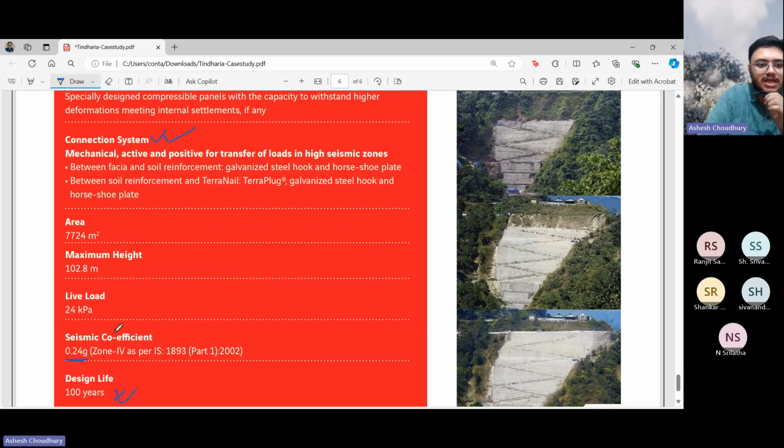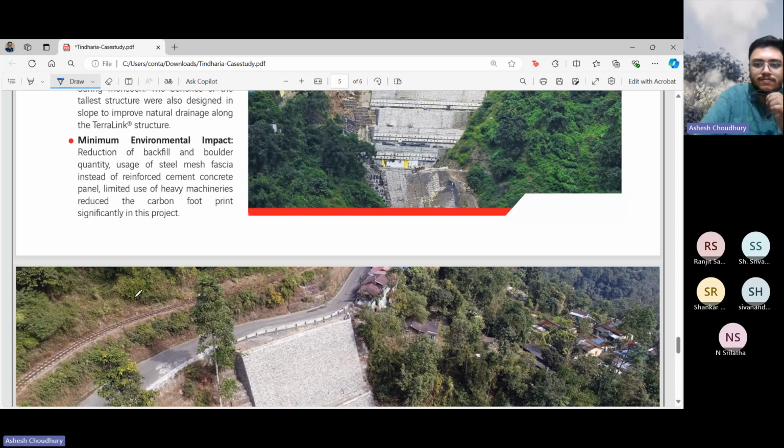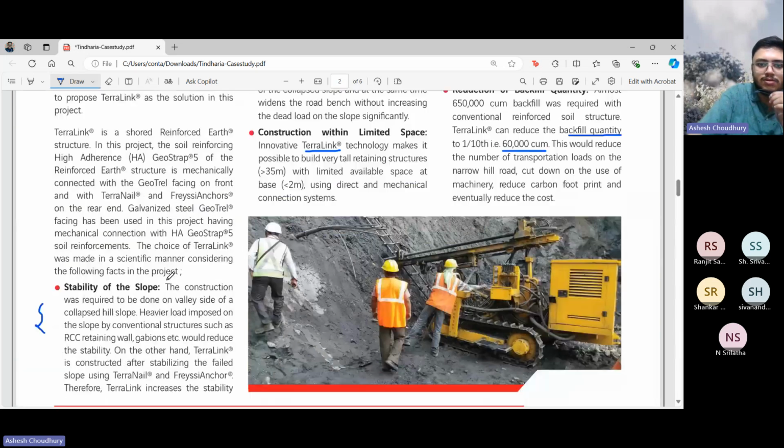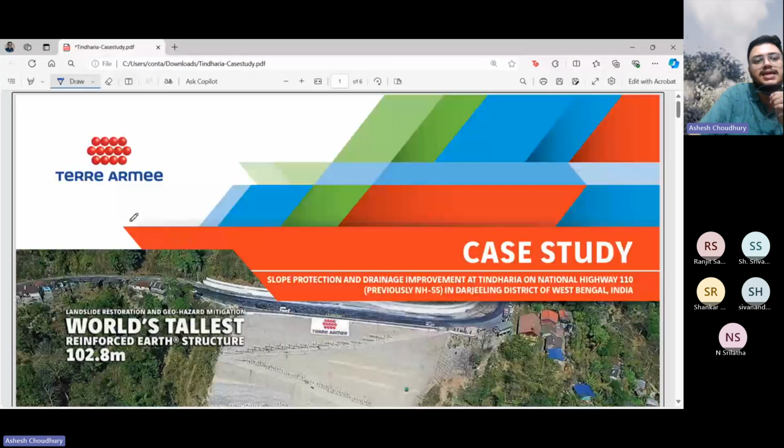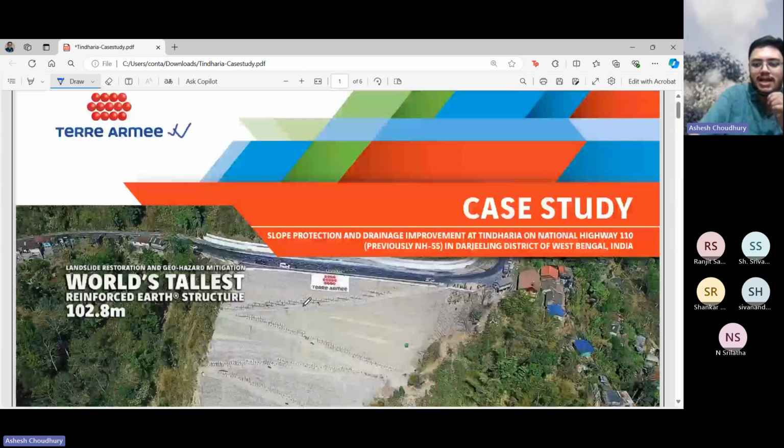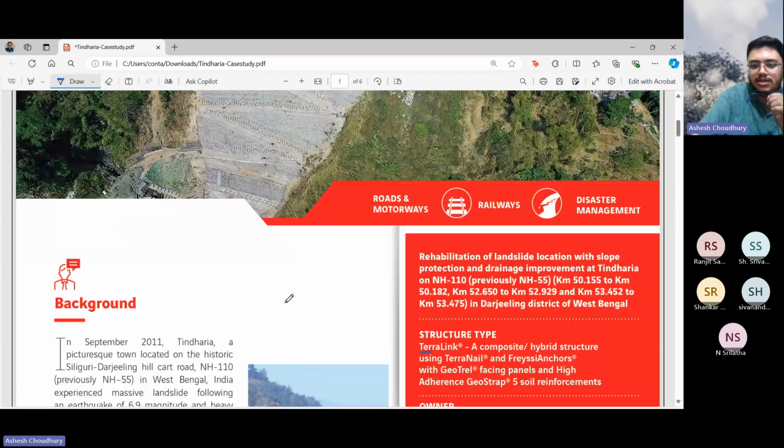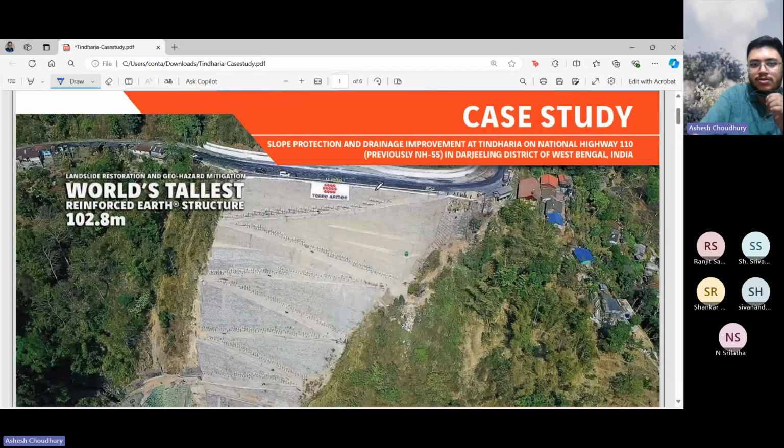Design life was 100 years. For live load, due to car and highway load, they considered 24 kPa. All those things you can see in this file. This is on the Terre Armée website, so you can refer to their website and get all these details. Along with that, details of various other projects are also there, like slope protection and drainage improvement at Tindharia, Highway 110 in Darjeeling district of West Bengal. World's tallest reinforced earth structure, 102.8 meters.